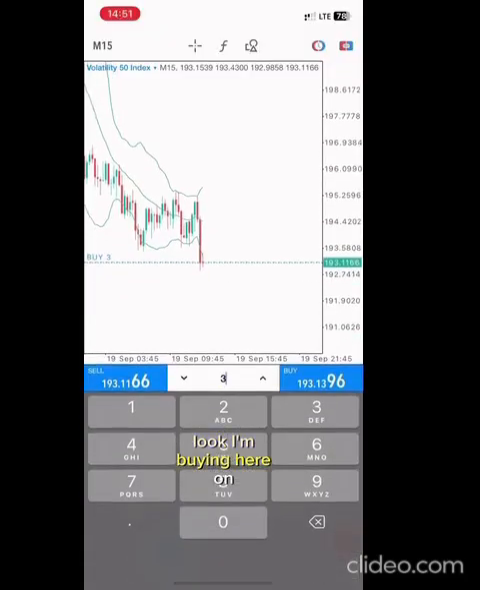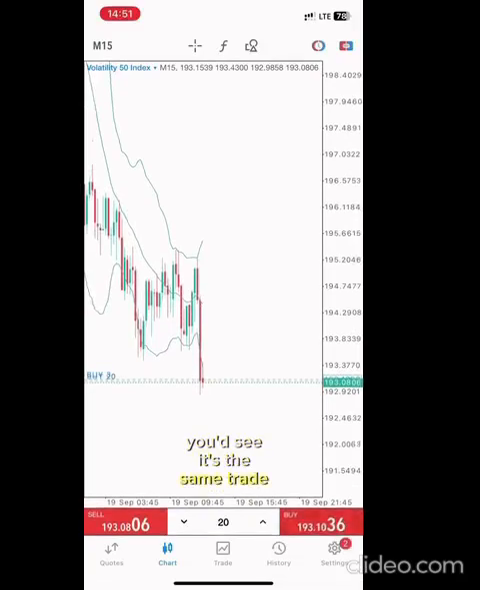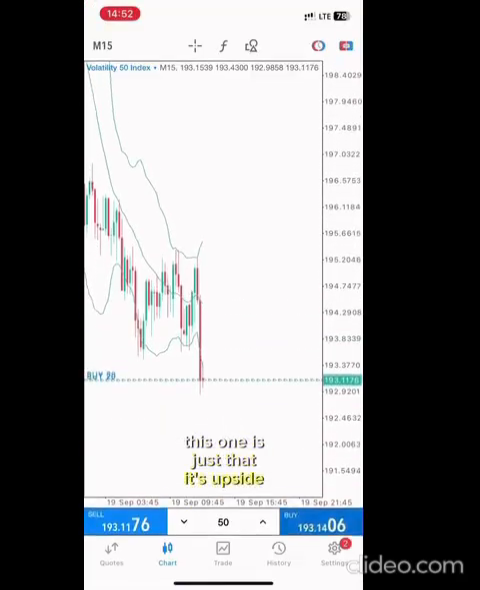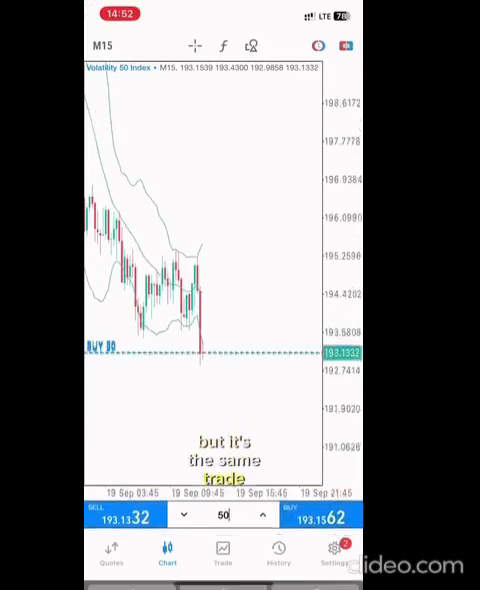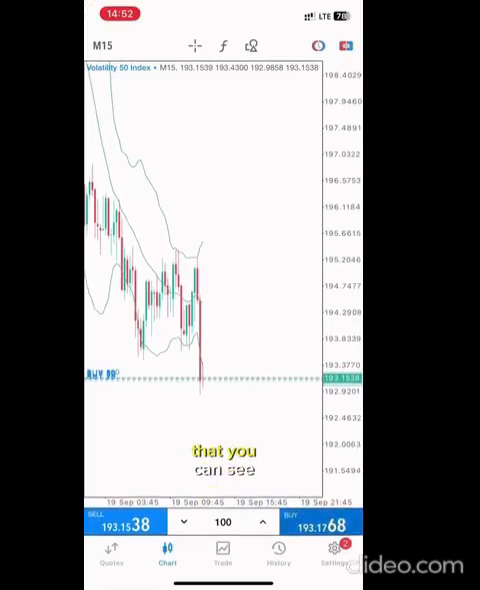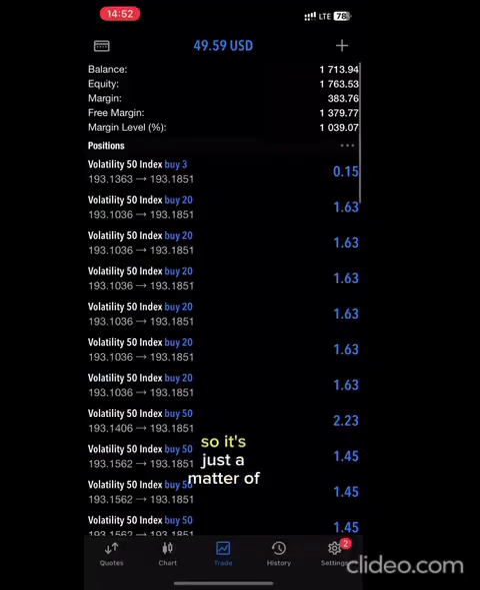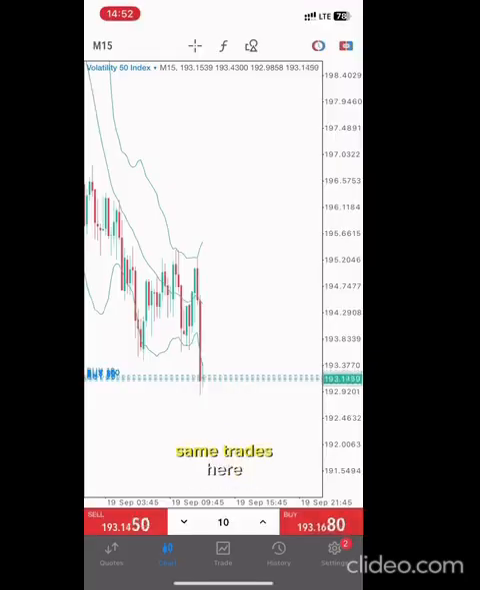Look, I'm buying here on Volatility 50. If you look closely, you'd see it's the same trade I just exited. It's the same trade. This one is just upside down, but it's the same trade. I'll draw the trend line so that you can see, and I'll end with the highest position sizes so that I can get as much profit as, or more than, the trade I entered before. So it's just a matter of same trades.